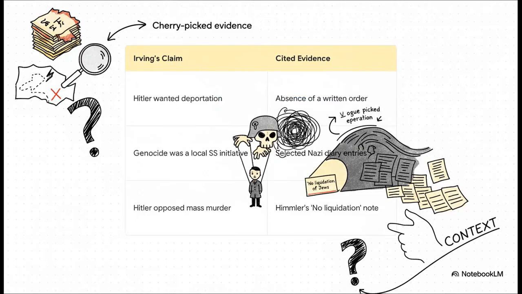So using this idea of a missing document, he weaves an entirely new version of history. He argues that, without a written order, well, Hitler must have only wanted to deport the Jews. The genocide, he says, was just something the SS did on their own, maybe even something Hitler didn't want. And to back this up, he cherry-picks his evidence. He'll take vague diary entries out of context, or he'll point to a very famous note from Himmler's log about one single transport that says no liquidation of Jews, and he presents that as if it were a general policy, all while completely ignoring the mountain of other evidence that points in the exact opposite direction.